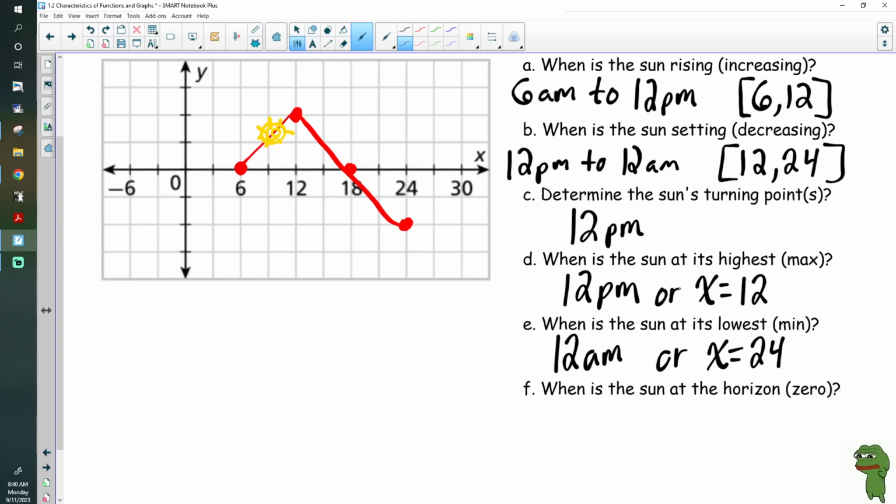Last but not least, our zeros. When is our sun at the horizon? Yep, 6 a.m. and 6 p.m. In the math world, we would say at x equals 6 and x equals 18. Those are our characteristics. That's what we're focusing on. Can you look at a graph, can you look at a table, and can you describe what it looks like?